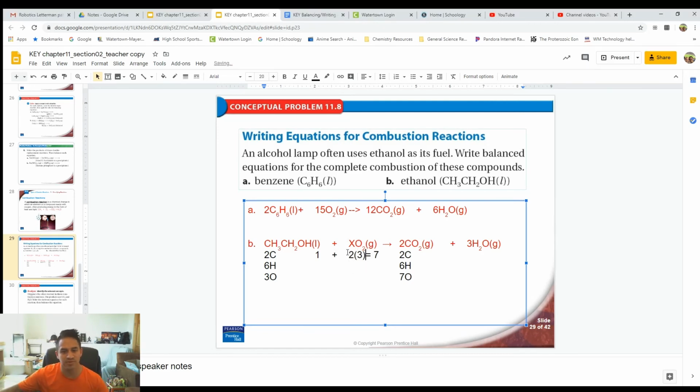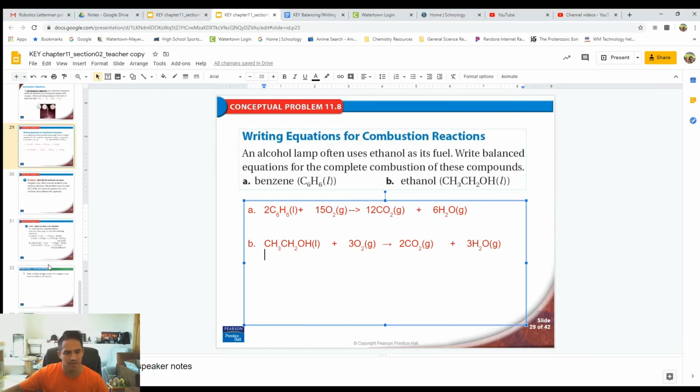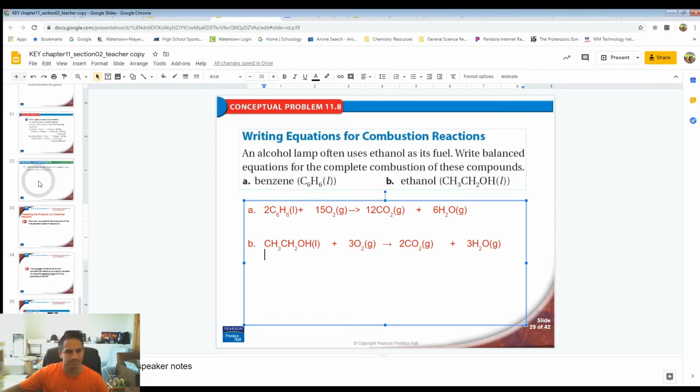Okay, so 2 times 3 gives us 6, plus 1 is 7. So if we put a 3 there, that'll give us 6 oxygens here, plus the 1 there. That gives us a total of 7. That balances out with the 7 oxygens that we have on the right. And at this point, everything is balanced. And here is our final balanced chemical equation for this combustion reaction. Okay? All right, so that one again was a little bit tricky.